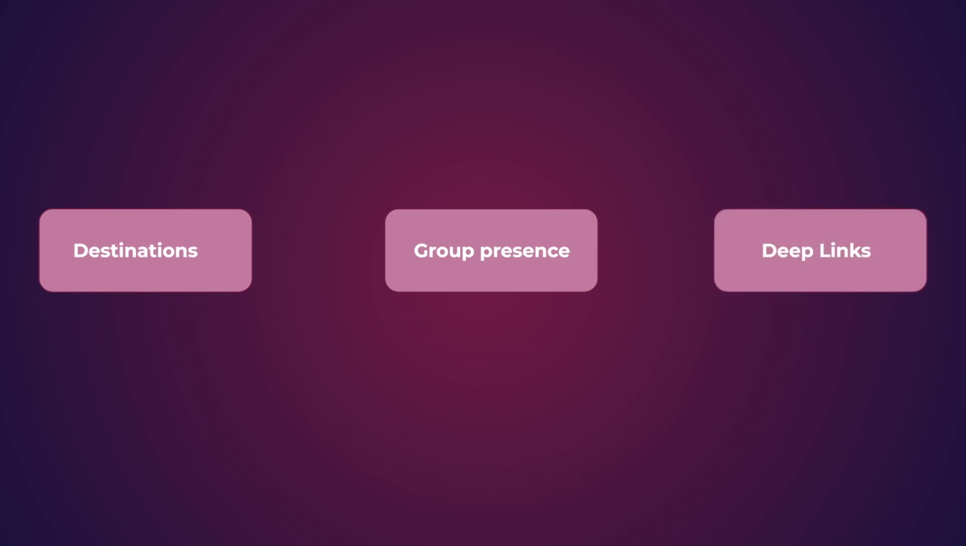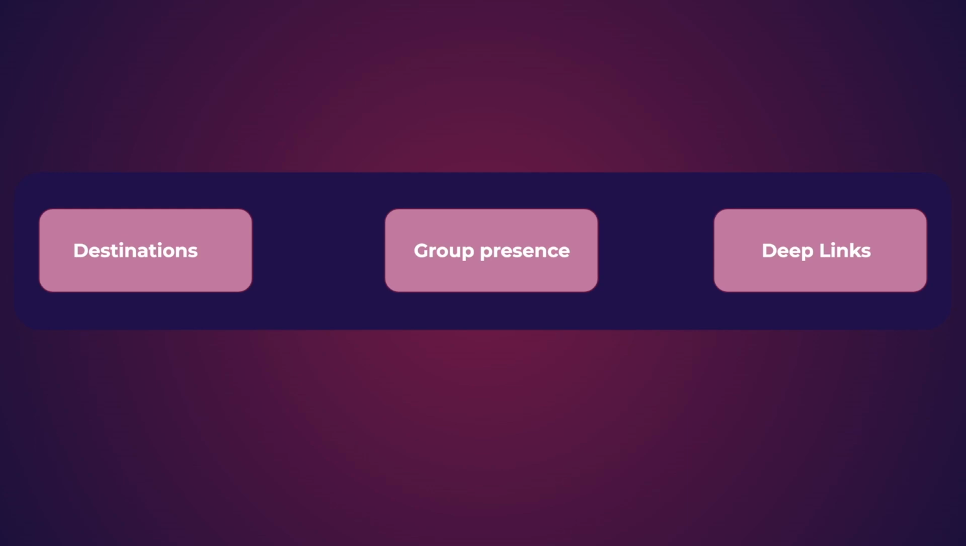And deep links. Deep links allow developers to direct users into a specific experience. Whenever a user launches your app to join someone or navigates to a destination, the deep link includes information on the desired destination and any lobby or match. The first step to any multiplayer experience is to integrate destinations, group presence, and deep links.